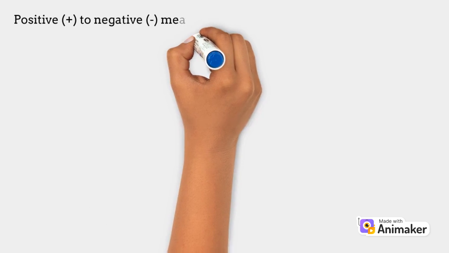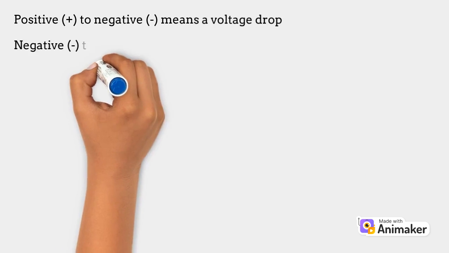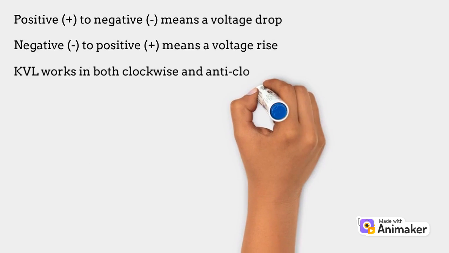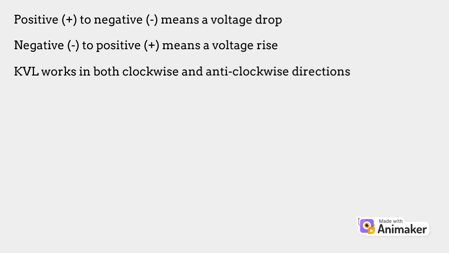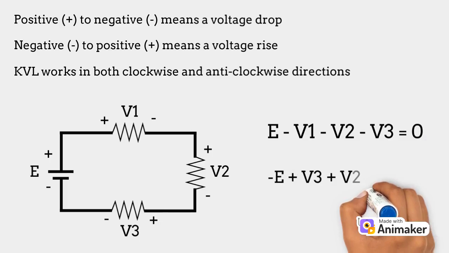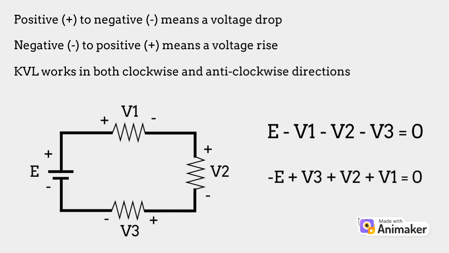The polarity of each voltage load is important. Moving from positive to negative indicates a voltage drop, whilst moving from negative to positive will indicate a voltage rise. KVL works in both clockwise and anti-clockwise directions. For example, this circuit could be represented as E minus the voltages equals 0 as we move clockwise, or the sum of the voltages minus E is equal to 0 in an anti-clockwise direction.